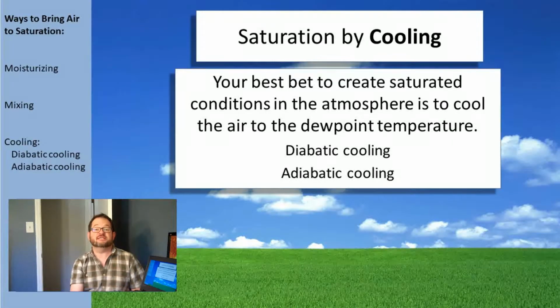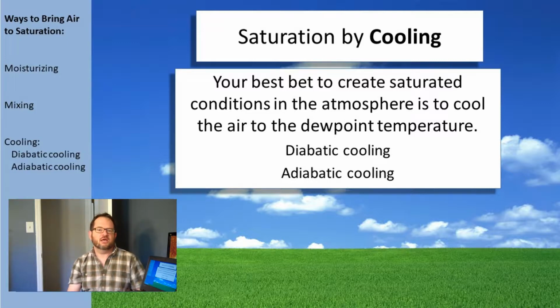And the big winner is going to be saturation by cooling. Remember, our best way to create saturated conditions was to cool the air parcel. That's because by the Clausius-Clapeyron equation, as we cool the air parcel, the saturation vapor pressure is going to go down. Well, since relative humidity is just vapor pressure divided by saturation vapor pressure, making the denominator, or bottom of that fraction, smaller makes the relative humidity bigger. And eventually it'll hit 100%.